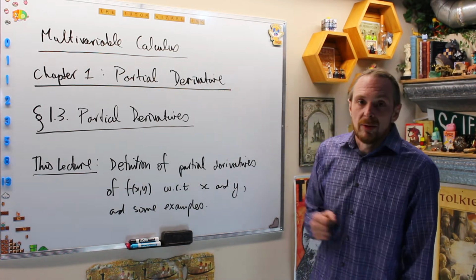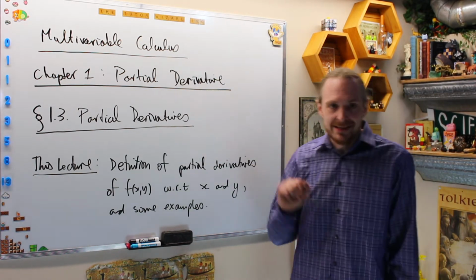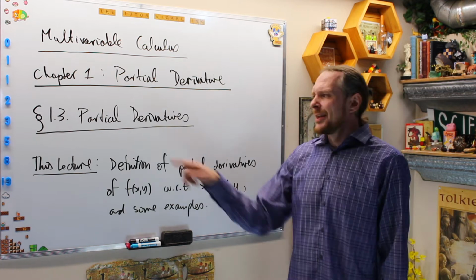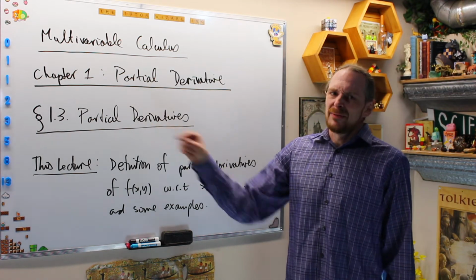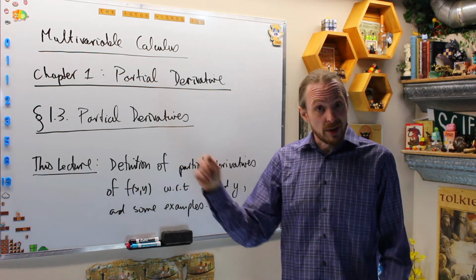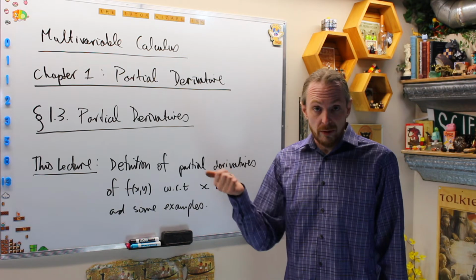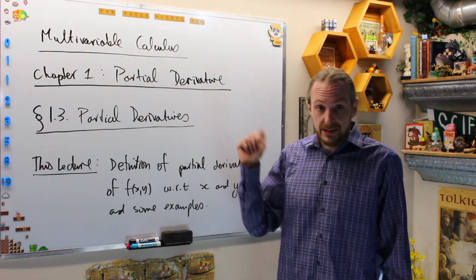Today we're doing multivariable calculus. We're in chapter 1, partial derivatives. Finally, we're at the section which is called partial derivatives. And this is not the end of the chapter. Don't be confused. There's going to be several sections after this. Once we have the definition, we're going to use them in a bunch of clever ways to investigate functions of two or more variables for the rest of the chapter.